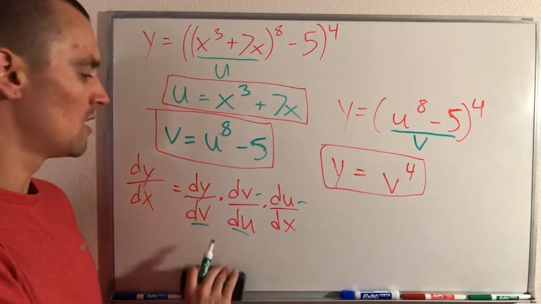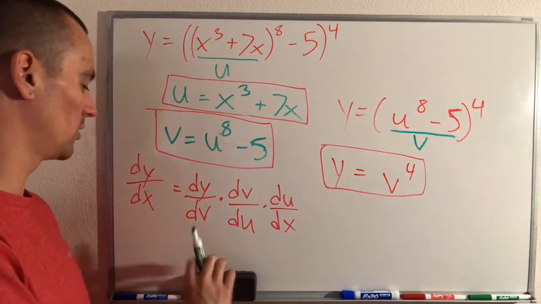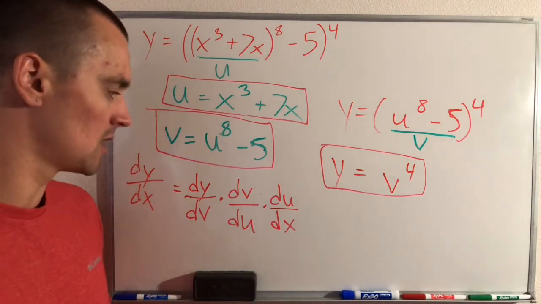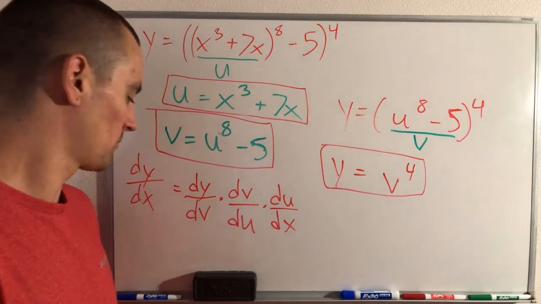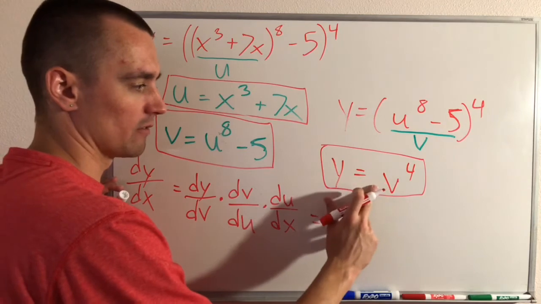So doing that, finding these three simpler derivatives would be all we need to find the derivative of y with respect to x. So let's do that now. First, we want to find the derivative of y with respect to v, so we're going to find the derivative of this function.